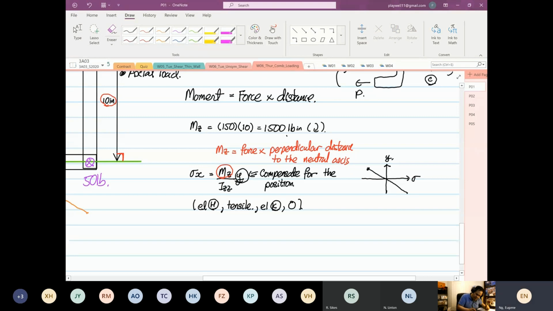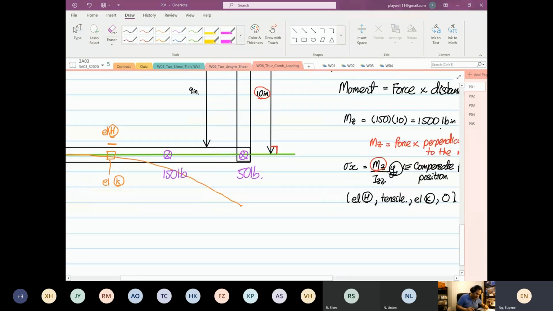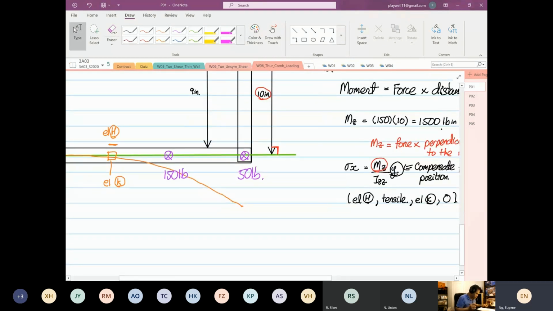So over here is where element H is. Over here is where element K is. That's why element K is on the neutral axis. That's why the stress is equal to 0. Okay. Any questions so far?